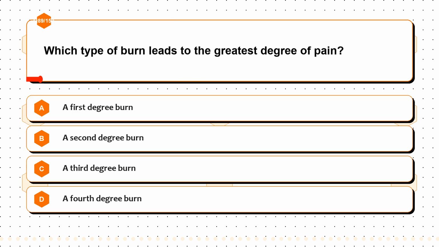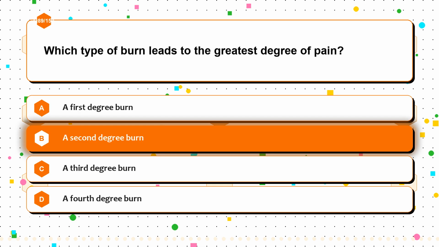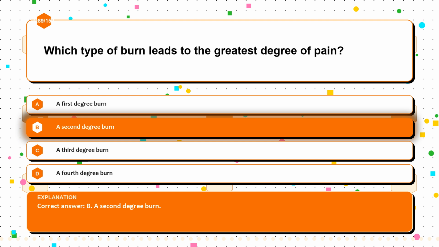Question 89. Which type of burn leads to the greatest degree of pain? Here are the options. Option A, a first-degree burn. Option B, a second-degree burn. Option C, a third-degree burn. Option D, a fourth-degree burn. The correct answer is option B, a second-degree burn.